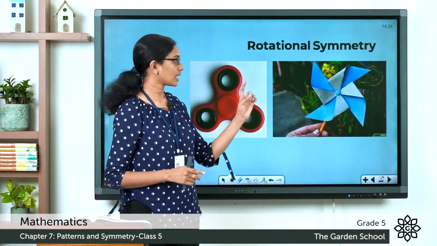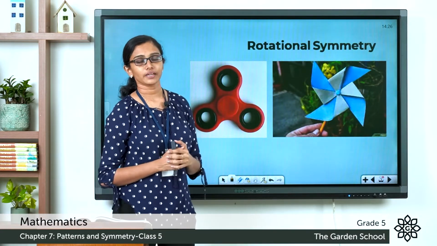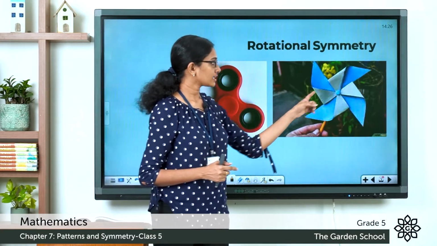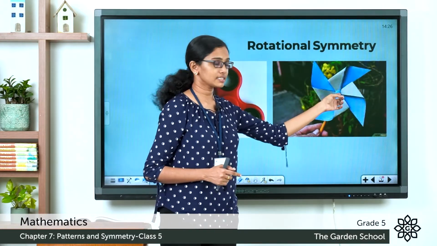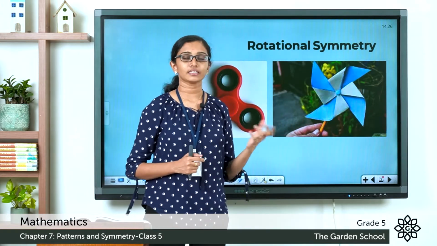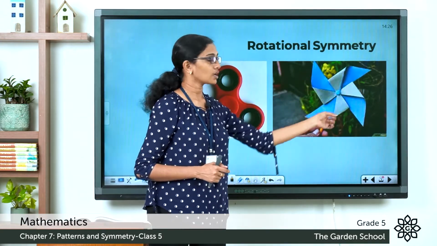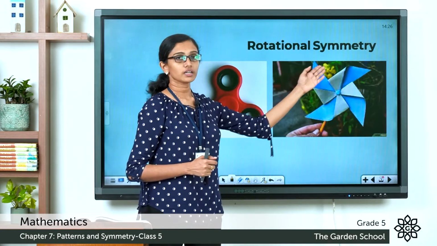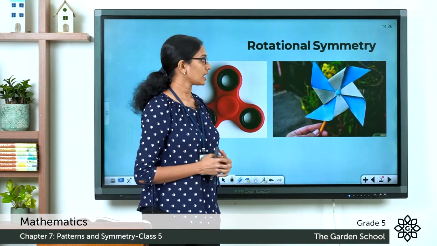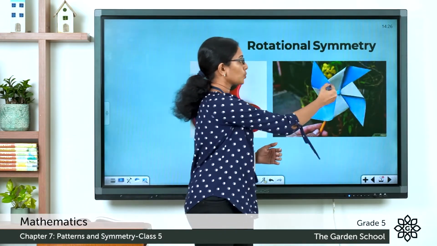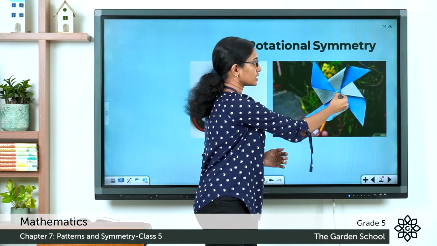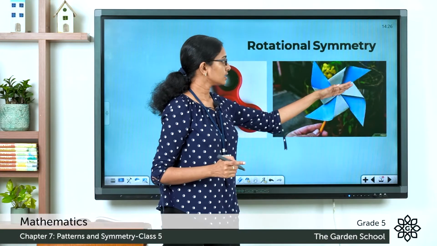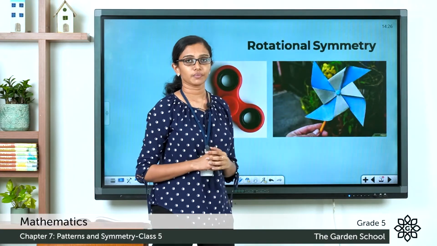You might have played with a pinwheel or a fidget spinner. See the spin wheel here. You can see the image of a pinwheel, and it has an axis passing through its center, or a fixed point at the center. And this pinwheel rotates about this fixed point, or spins on its own axis, right? And look at this picture: when this pinwheel rotates or turns about this fixed point at a certain angle, this picture will look exactly the same as before.